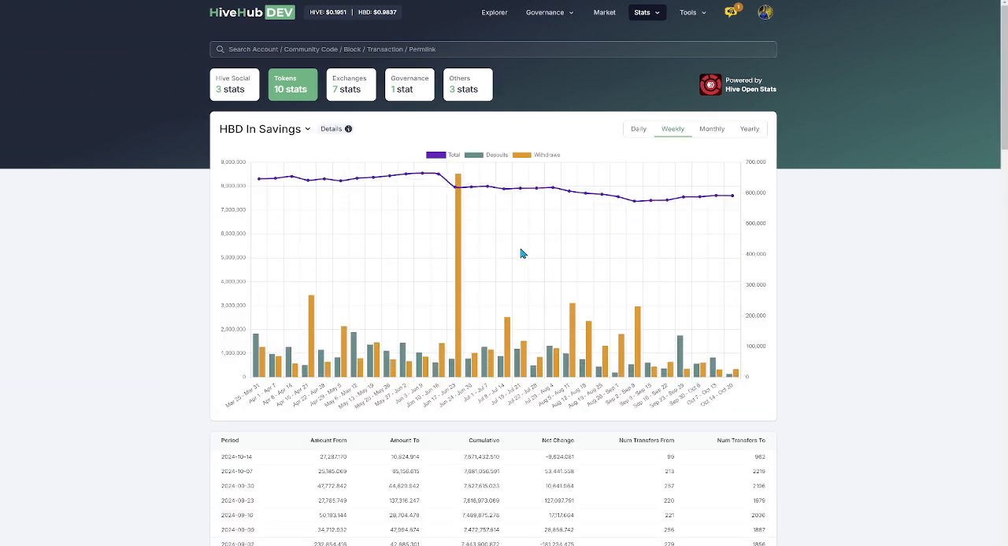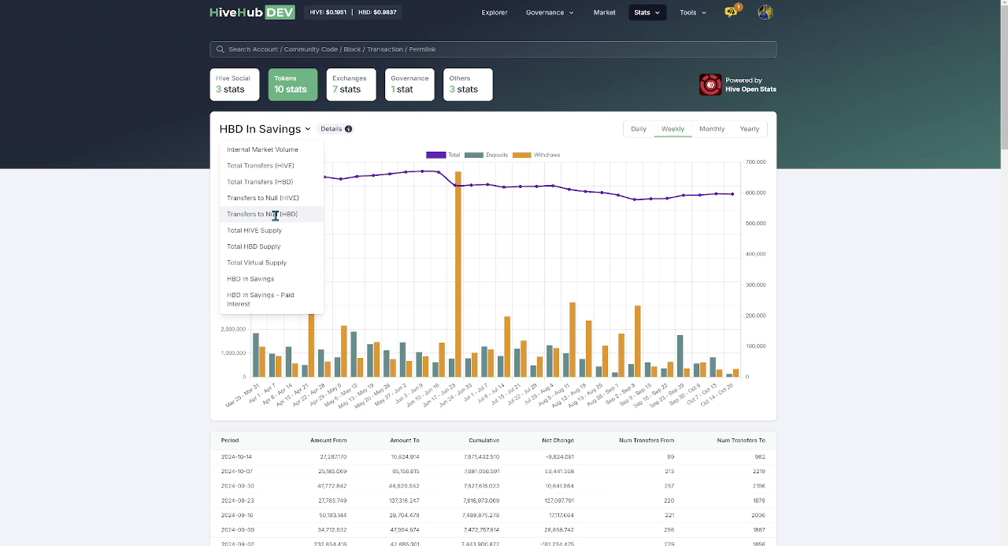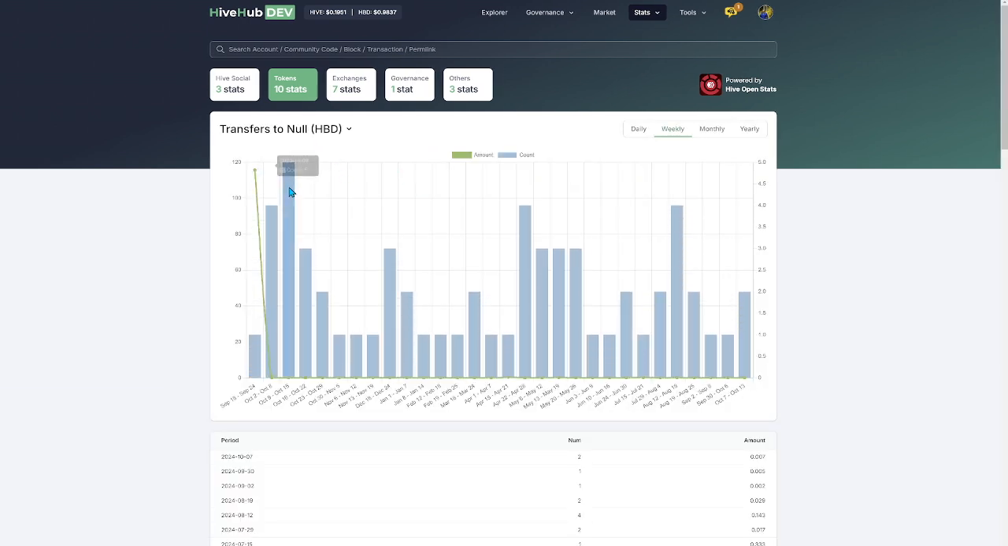HBD in savings, little blip down. So there was a big withdrawal. So you can see 669,000 withdrawn on that day, which probably represents, well, also those that were deposited. So in between the two, 600,000 down, which is what you would expect. So, okay. And then transfers to null. You can see the amount of HBD transferred to null on particular days.